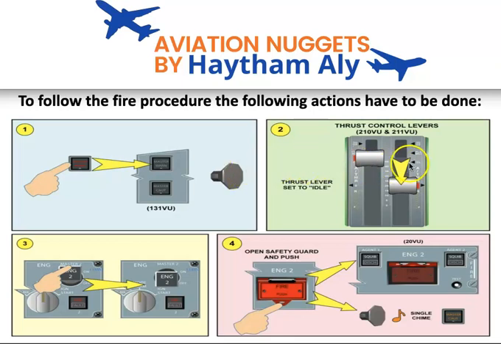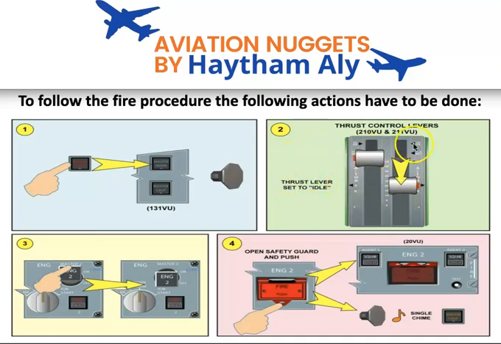Number 2, take the throttle lever of the affected engine to idle. Why do you need to do this step, everybody? Because now you will allow the ventilation of the nacelle to reduce, with the engine at idle. If you release the fire agent into the nacelle, it will be effective and can easily extinguish the fire. So number 2, thrust lever set to idle.